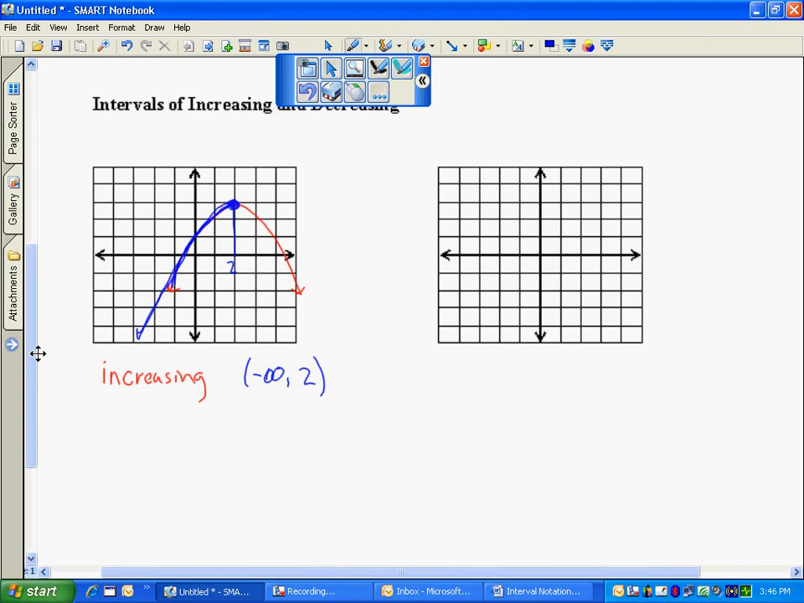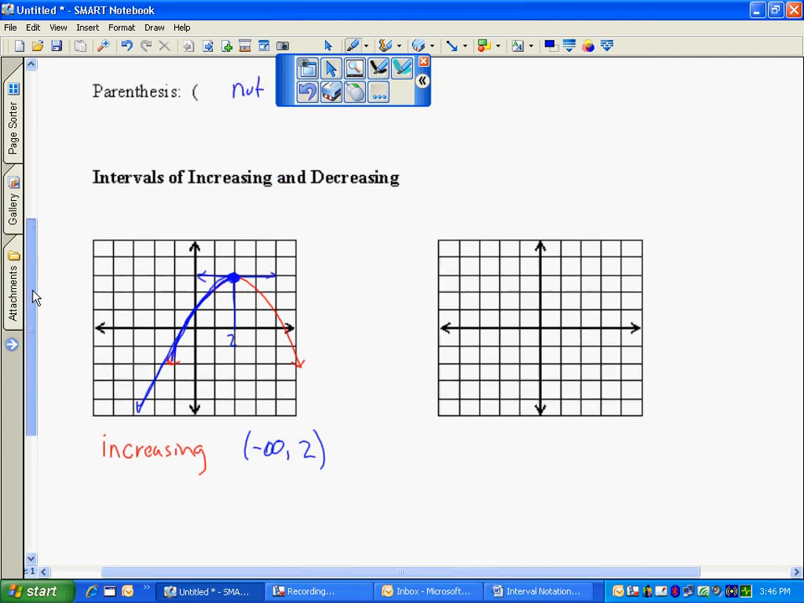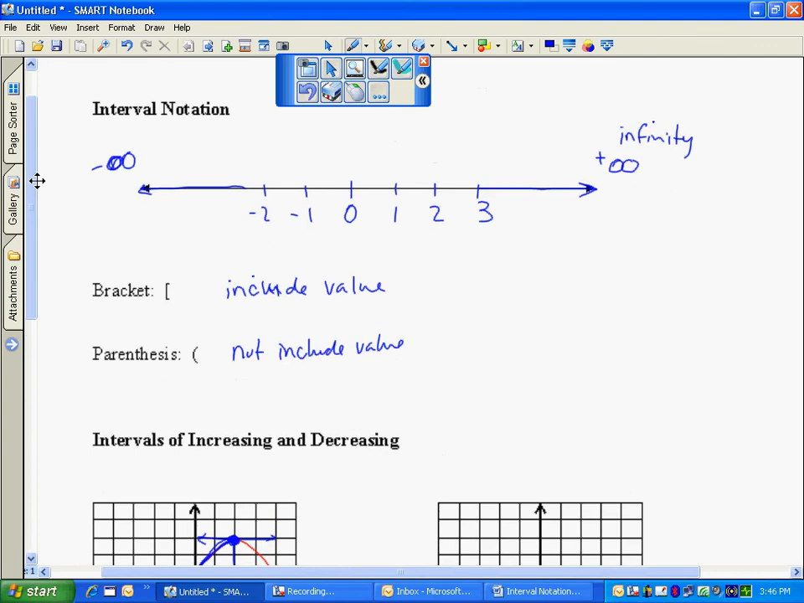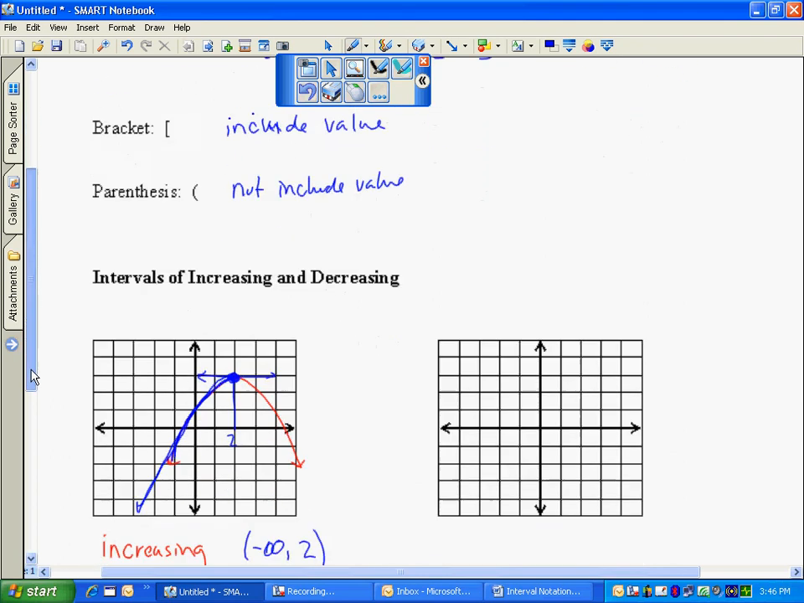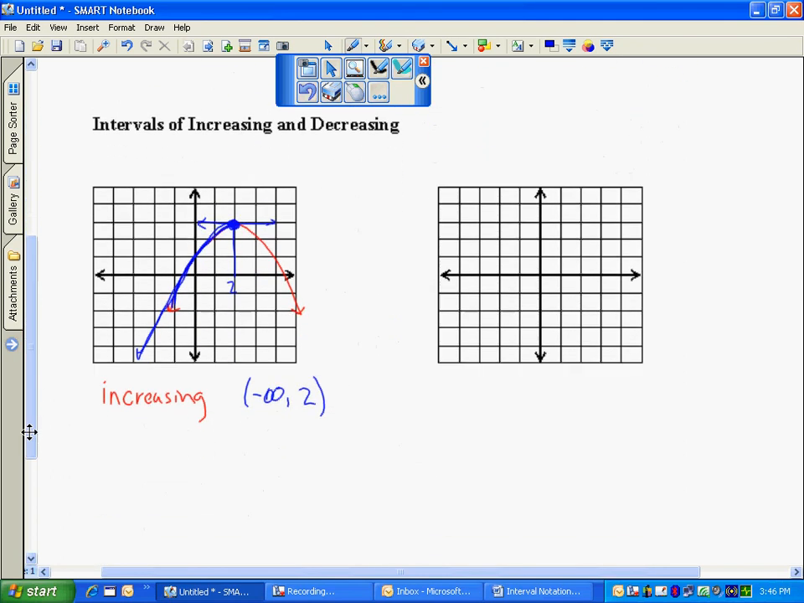Then it stops for just an instant. So the slope is 0. So it's no longer increasing or decreasing because 0 is the divider between positive and negative, and it has no sign. It's neither positive nor negative. So at that point, when it hits the top, or 0, it stops. We do not include 2.